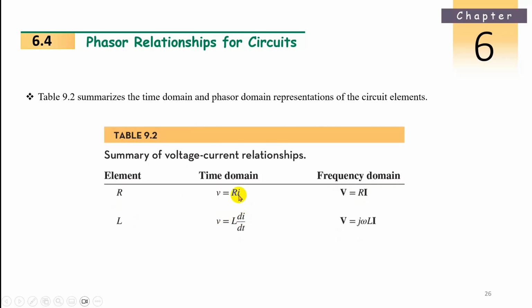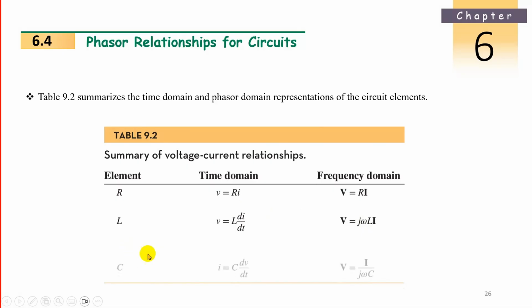Now coming to the inductance, we know V is equal to L di by dt as per the time domain. Now change this di by dt into j omega. So capital V is equal to j omega L I. I is becoming capital I and this d by dt will become j omega. So V is equal to j omega L I.